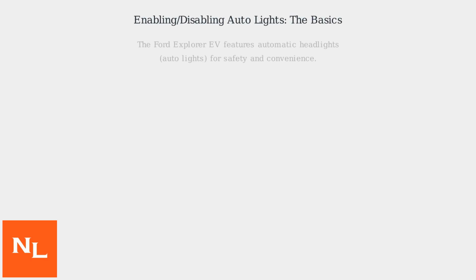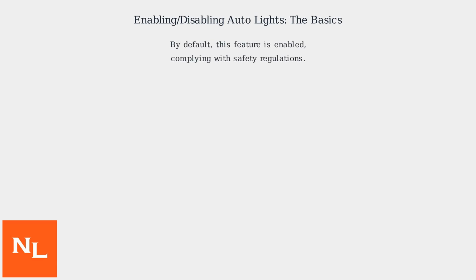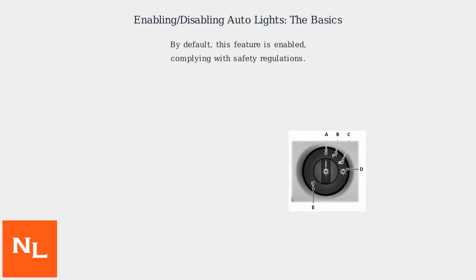The Ford Explorer EV features automatic headlights, also known as auto lights, designed for safety and convenience. Auto lights activate and deactivate headlights based on ambient light conditions. By default, this feature is enabled, complying with safety regulations. Users can customize this to their preference.